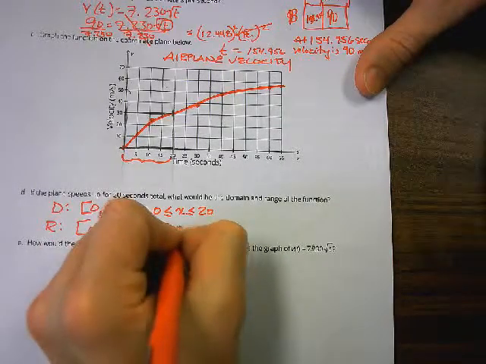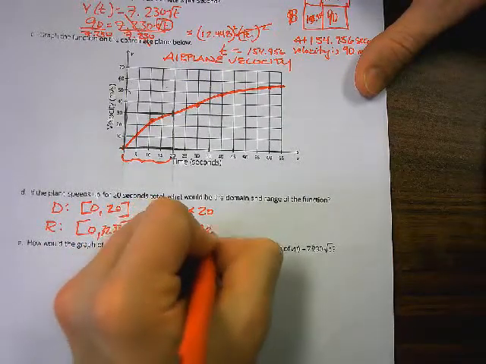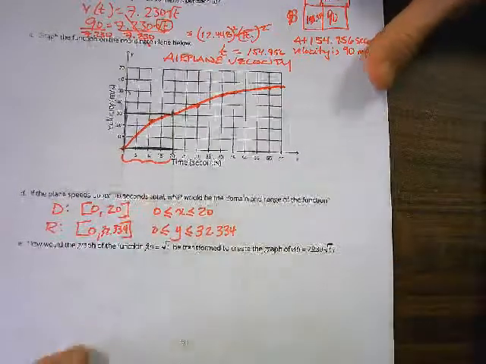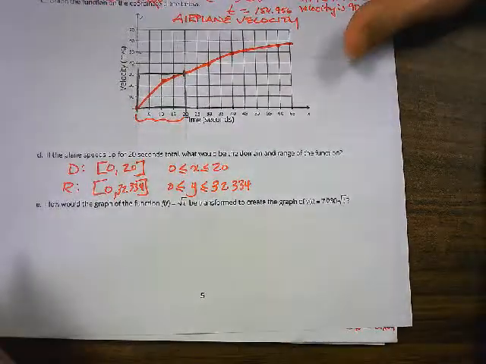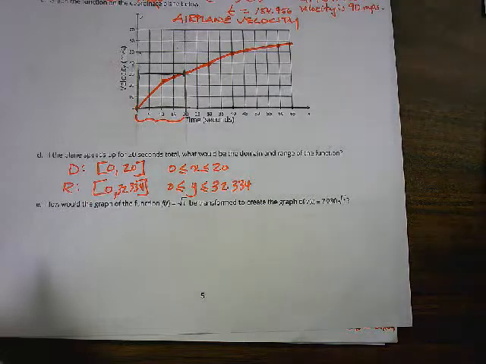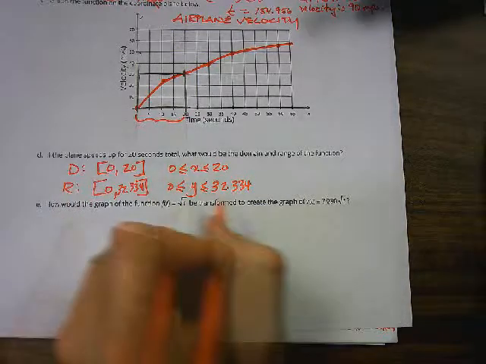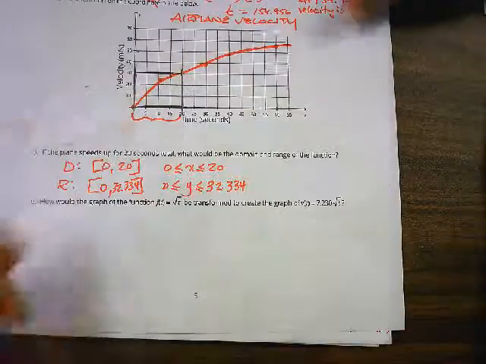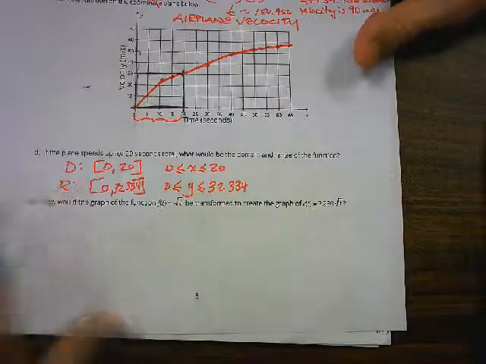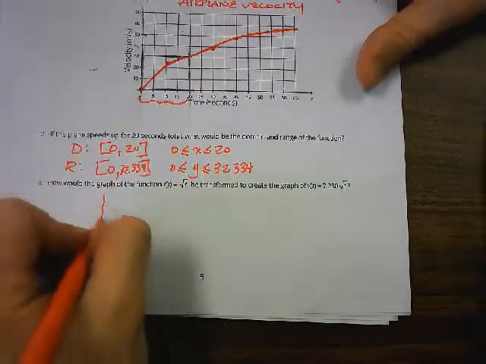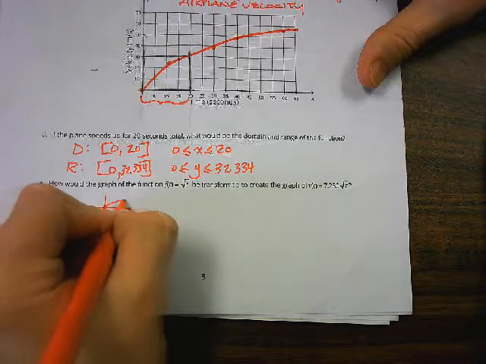Part E, how would you graph the function? F of t, how can it be transformed? So, the typical square root function looks like this. And we're trying to figure out what kind of transformation happened to create this?